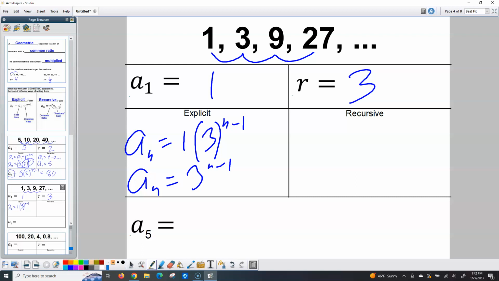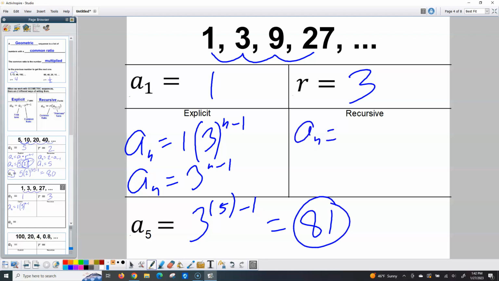A sub 5, I would just plug that in to the explicit formula, so that'd be 3 to the 5 minus 1 power. That would be 81, I think. 81. Recursive formula would be a sub n equals the ratio, 3, times a sub n minus 1, with the first term being 1.